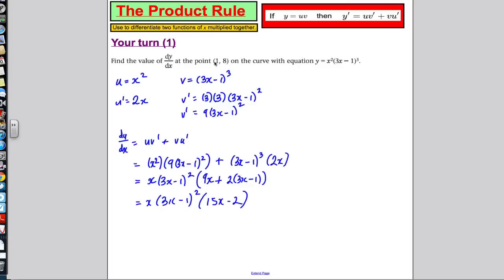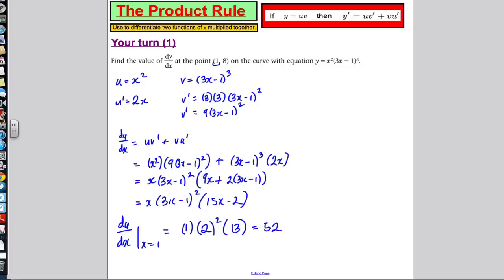I'm asked what the value of dy by dx is at x is 1. So dy by dx at x is equal to 1. Just sub 1 into this expression up here. It'd be 1 multiplied by, this would be 2 squared multiplied by 13. So really you're getting 4 times 13, which gives you the answer 52, and you're done.